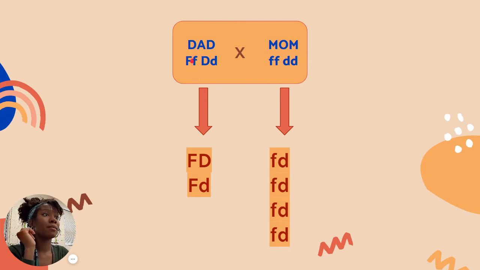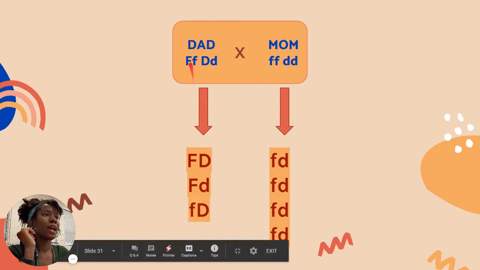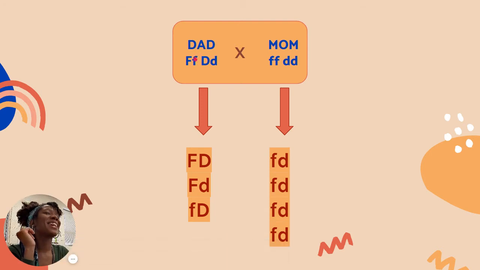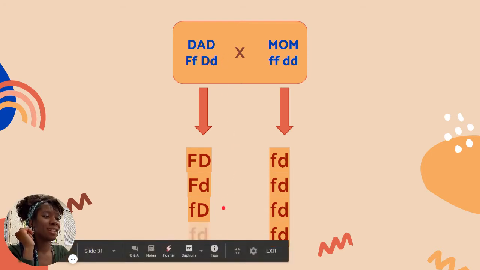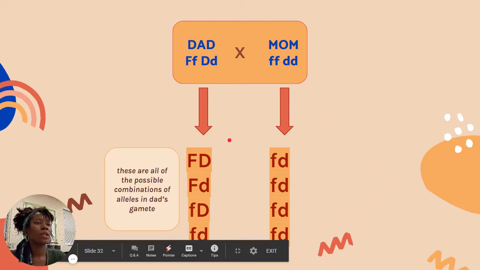Inside, last. Sorry, I had a brain... Okay. FOIL. So now, this is all the possible combinations of alleles in dad's gametes.